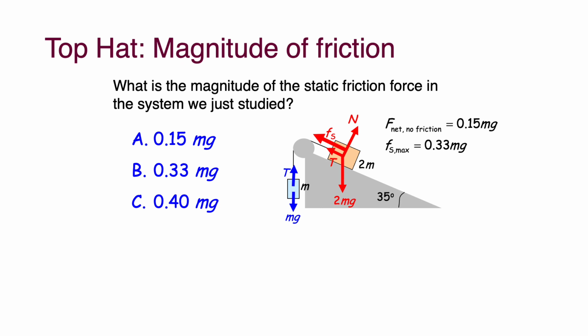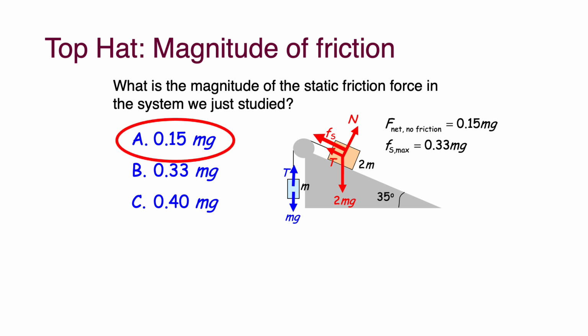This top hat problem is a really good way of understanding static friction, and so I'd like to go through it. I'm going to give you a couple seconds to think about it. The question is, what is the magnitude of the static friction force in the system that we just studied? Is it A, 0.15 mg, B, 0.33 mg, or C, 0.4 mg? I'm going to give you a moment to think about that. If you need more time, feel free to pause. Otherwise, I'm going to move on.